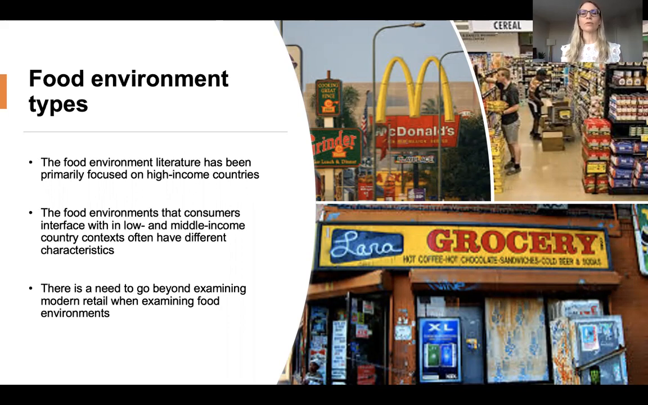And when we're thinking about low and middle income country food environments, we really need to go beyond thinking about the built food environment or the modern retail food environment, which is a lot of the work that has already been done in high income countries, and then trying to use that work and apply it to the low and middle income country context. Although there is still the built environment, and that is a huge component of the food environment, we have to go beyond thinking in that sense and think about the other types of food environments that people interface with. And that's the premise of this talk, is to sort of go over what those different food environment types are.